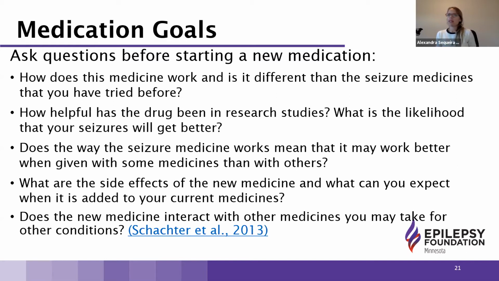Does the particular way the seizure medication works mean that it may work better when given with some medications than with others? Or another way to say this would be, am I going to be at higher risk of having side effects because I'm already on a medication? So are these medications working in similar ways, such that I'm going to be a bit more prone to developing side effects because they have similar side effect profiles? Or do they work in different ways, so that if I were to have side effects, they might be different side effects? So it's about discussing the mechanism of action and the most commonly reported side effect profile.